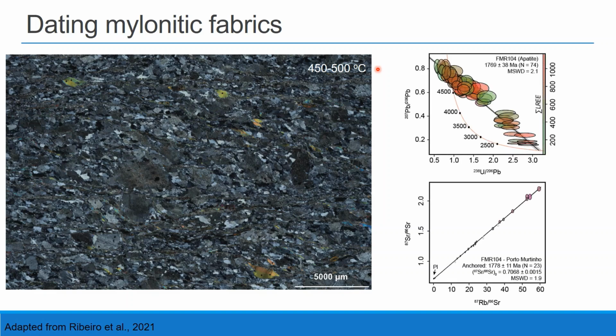They are the same. So the apatite age is from this rock. This is a 2 billion years rock in zircon uranium-lead. The apatite is 1.77 billion years, 1769 plus minus 38 million years. And the rubidium in micas, all in situ, dated 1778 plus minus 11.